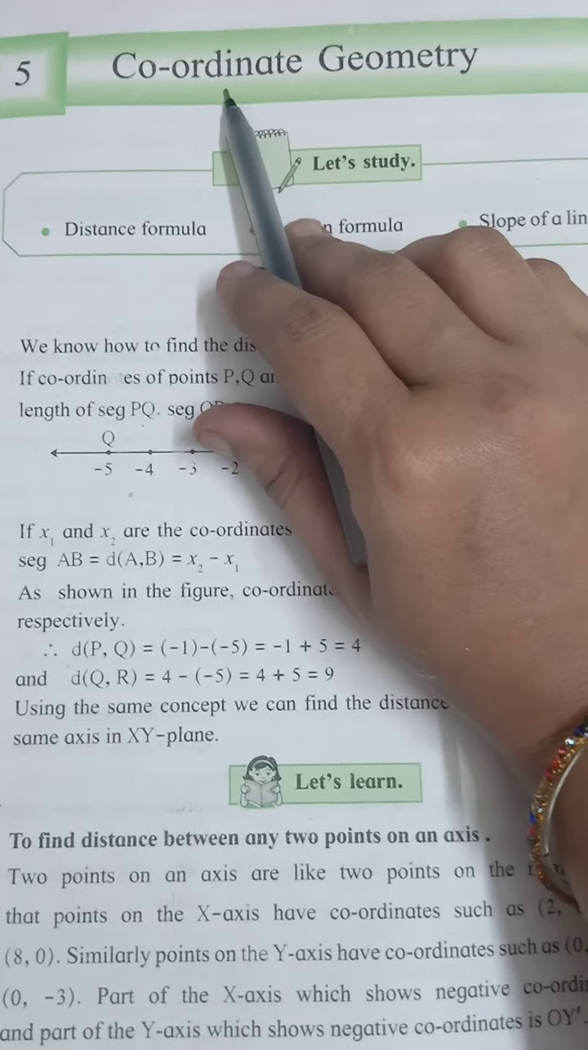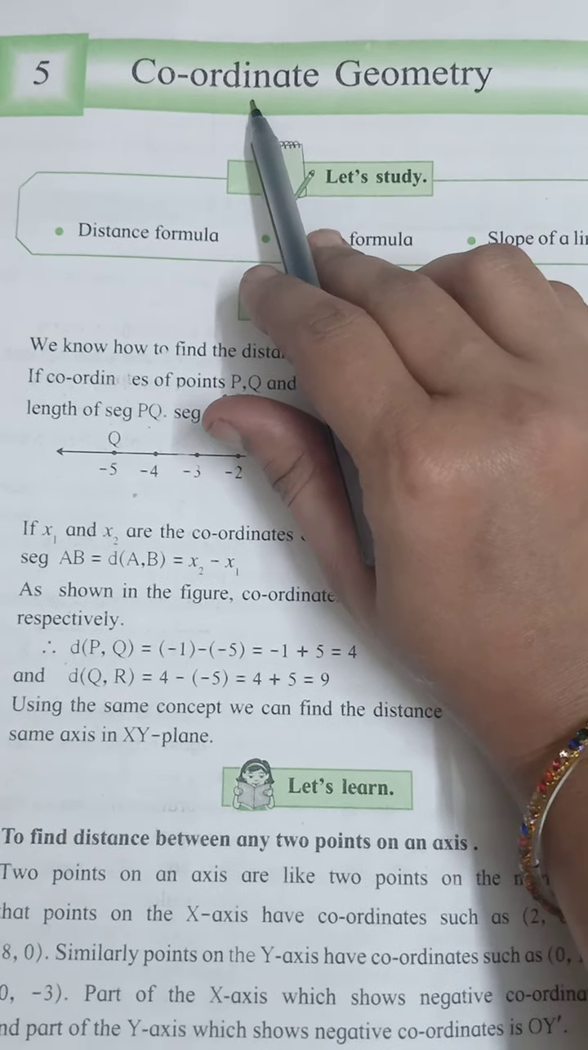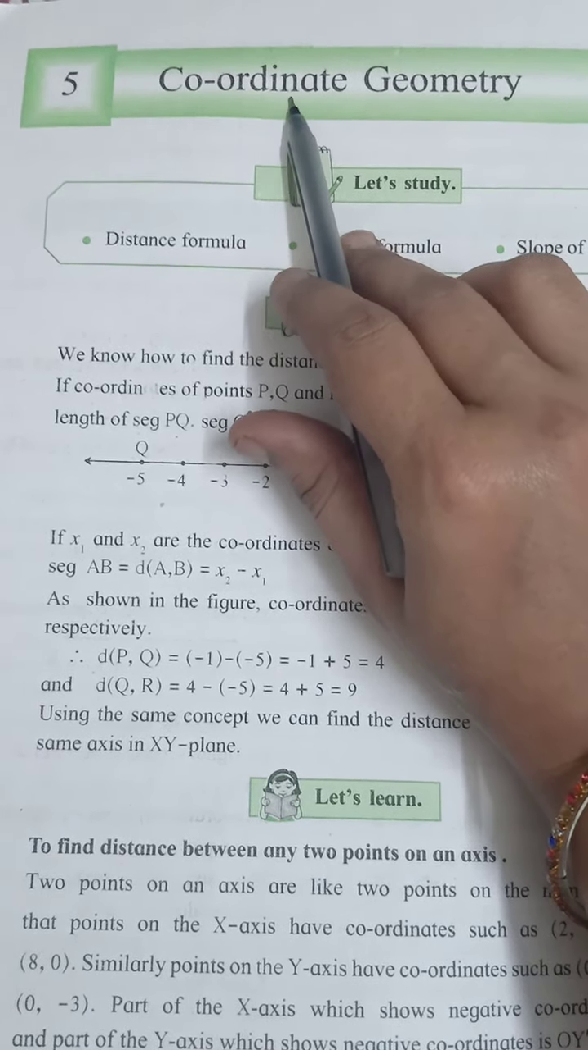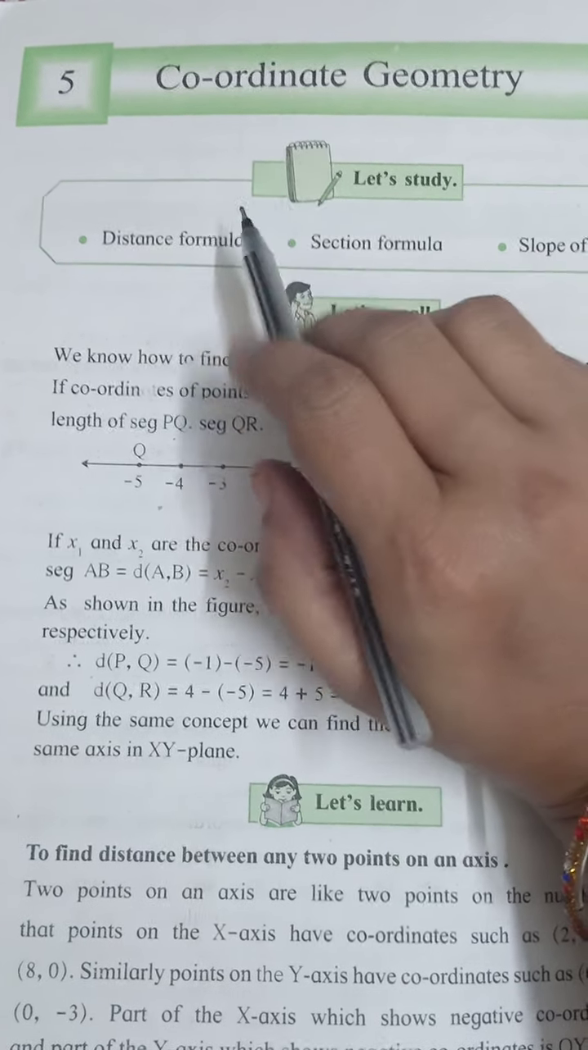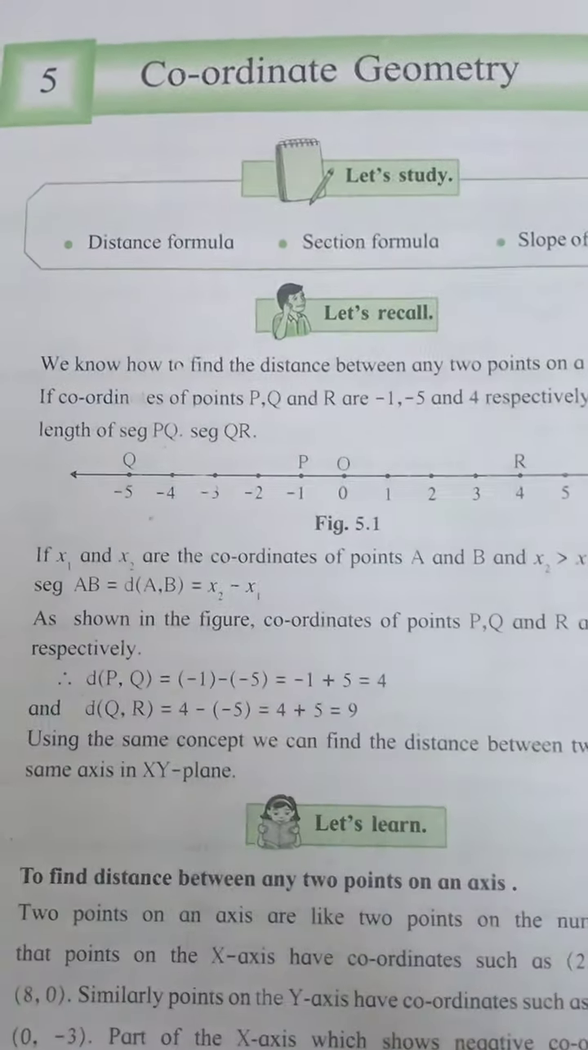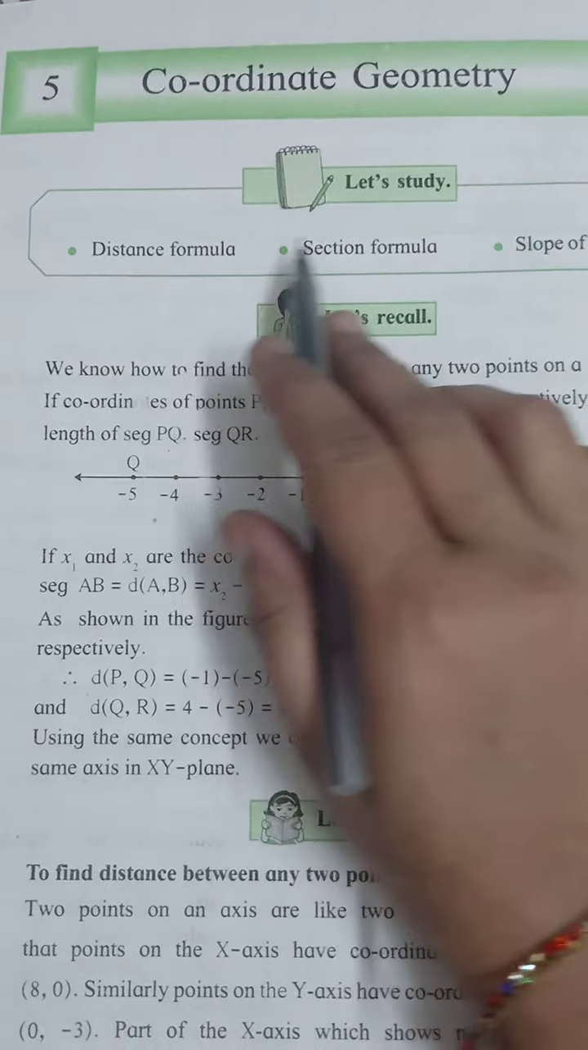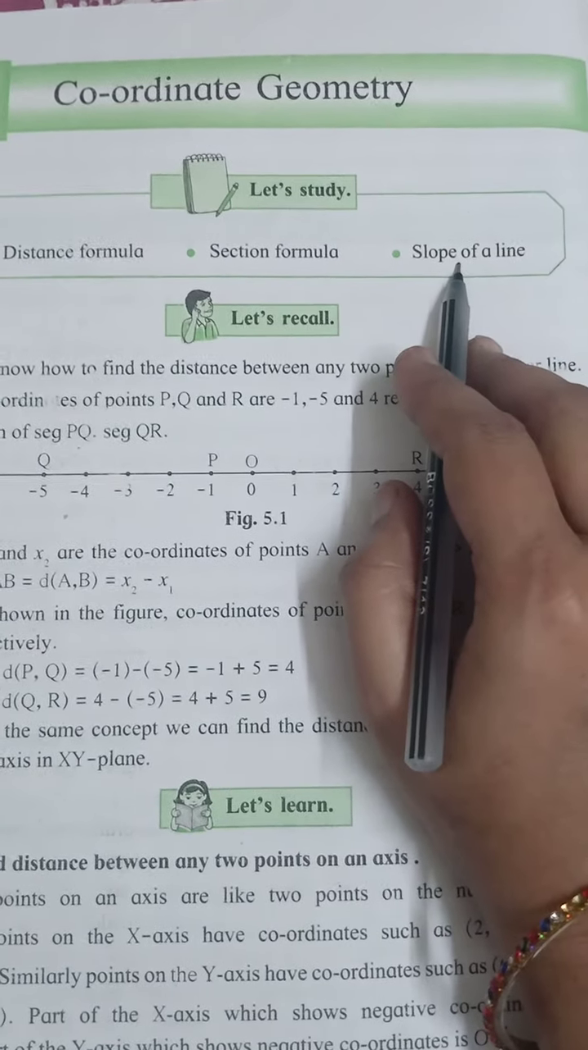Now the word coordinate is related to the graph. That means something is related to the graph. So here there are three concepts in this chapter: distance formula, section formula and slope of a line.